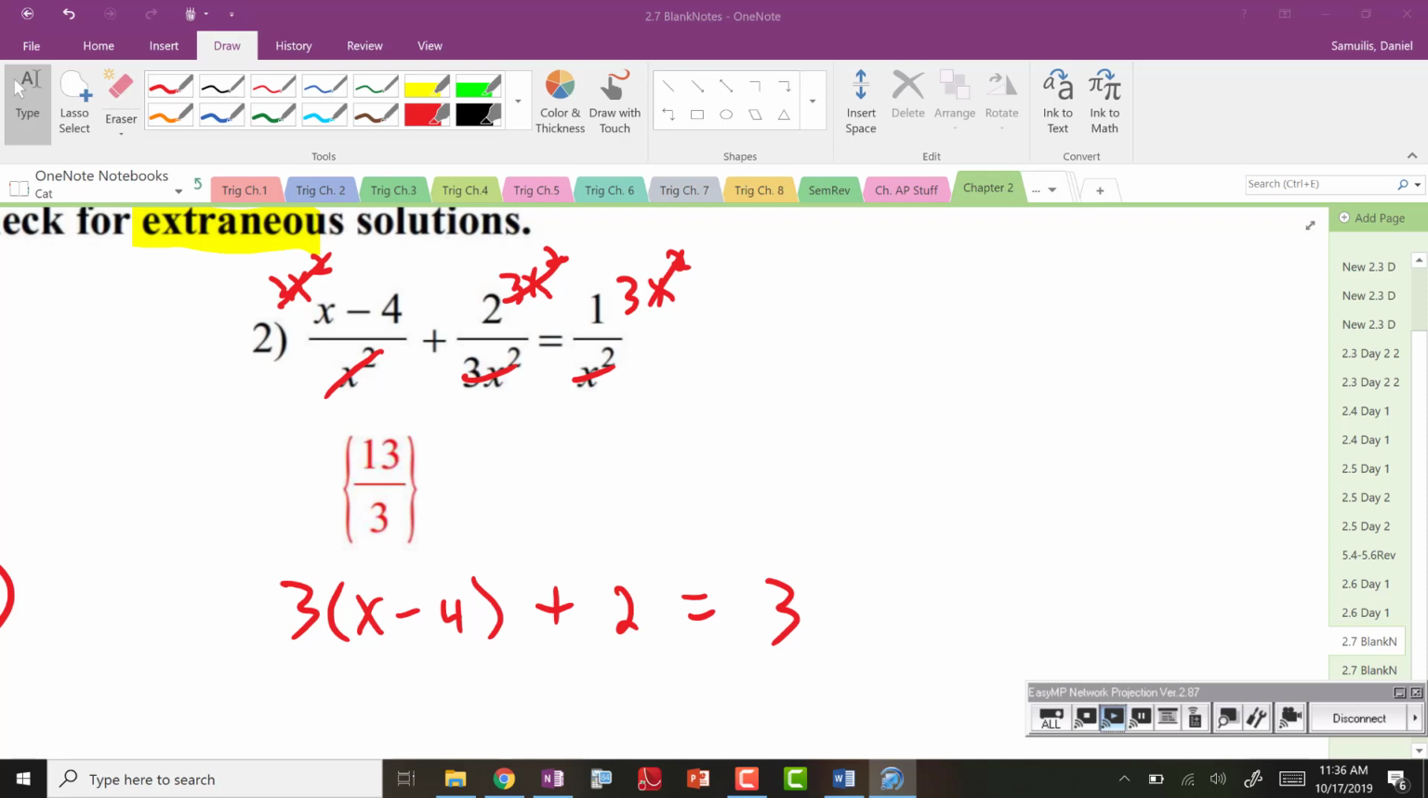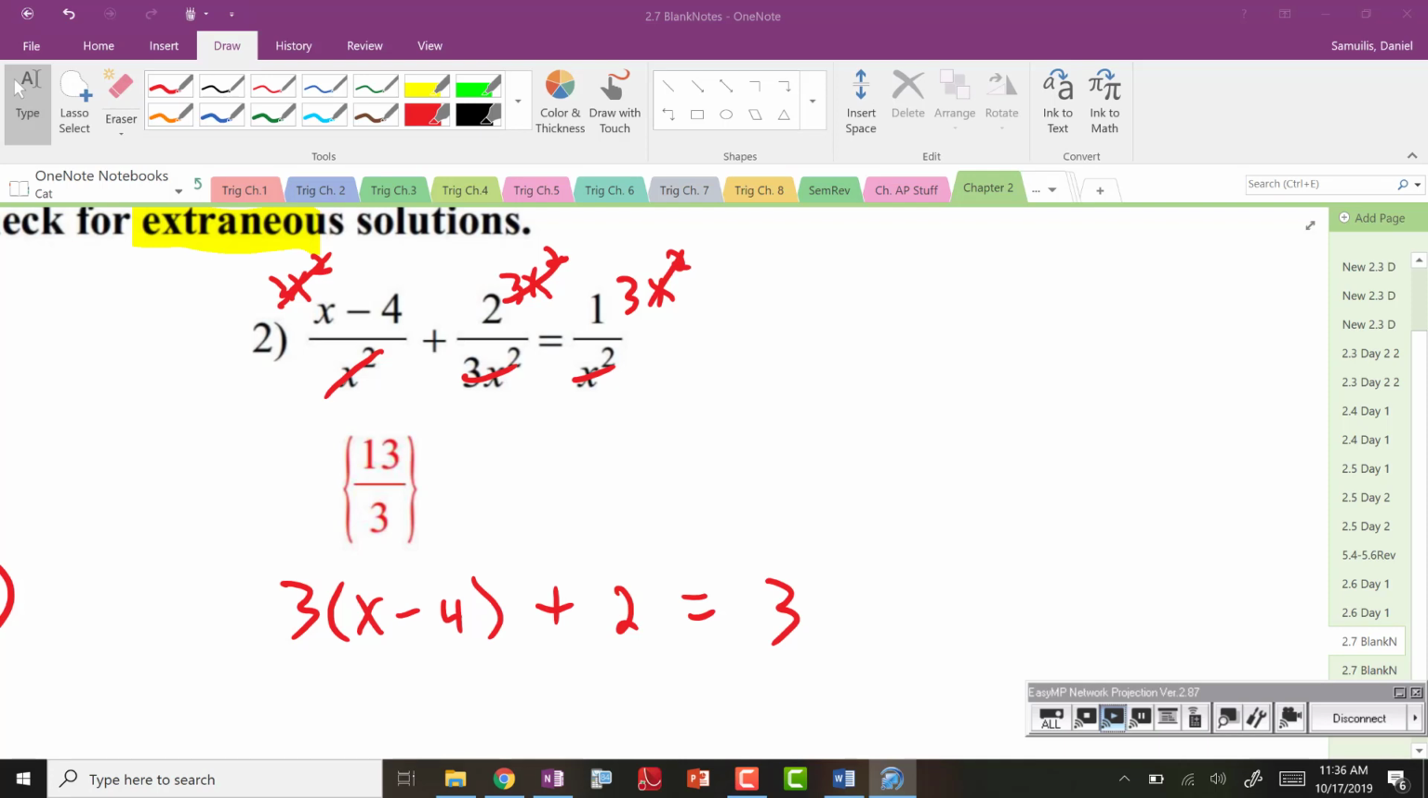Okay, so I started it off. The least common denominator is 3x squared. I really can't help you on, how do you get that least common denominator? I don't know. That's something we're supposed to know coming in. I can't explain everything. All right?